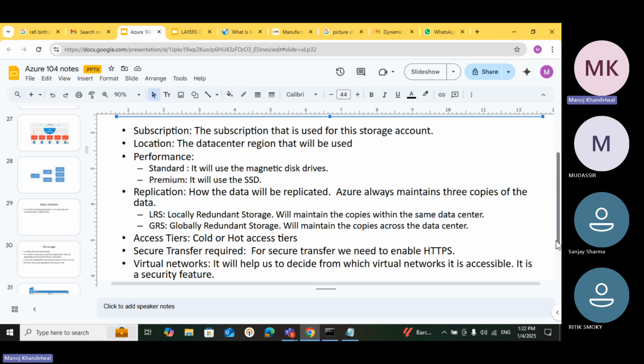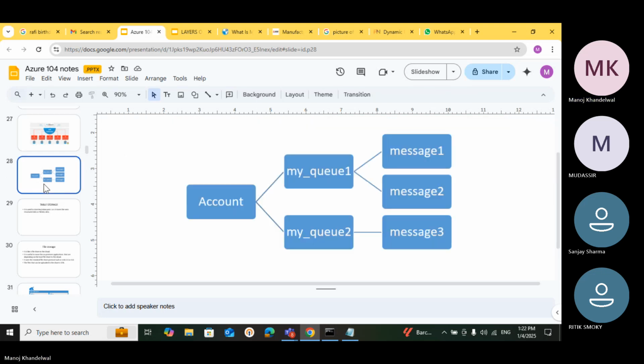What is LRS and GRS, Mudassir? The difference between LRS and GRS? Mudassir, can you hear me? Yes, Manoj. Yeah, what is the difference between LRS and GRS?